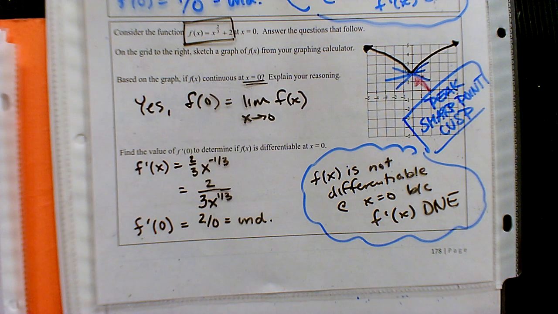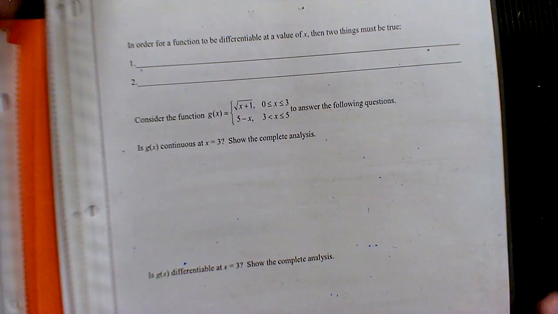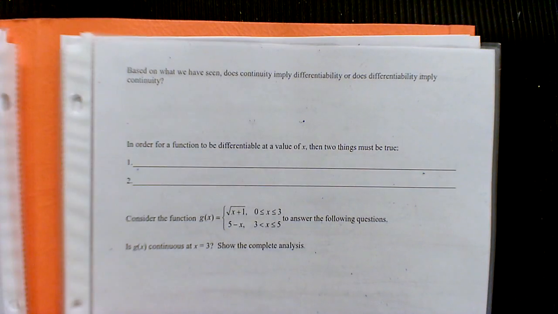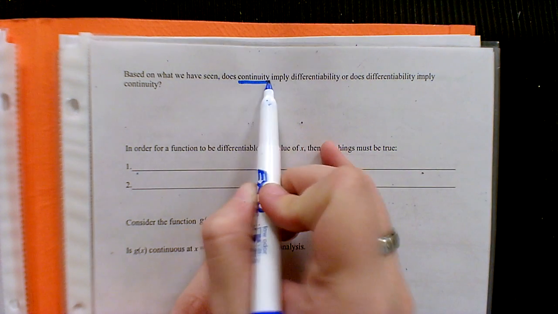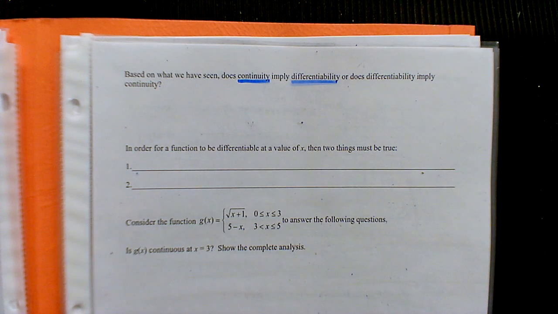So we have three different things to look for in terms of not having a derivative. Graphically speaking, you could have an endpoint, a vertical slope, or a peak, a sharp point, a cusp, any of those. But there are some other ones because we're going to finally talk about this connection between continuity and differentiability. Based on those three examples, what do you think the connection is? Does continuity imply differentiability, or is it vice versa? If a graph is continuous, does the derivative exist everywhere? No. What about vice versa? If the derivative exists, is it continuous? No.